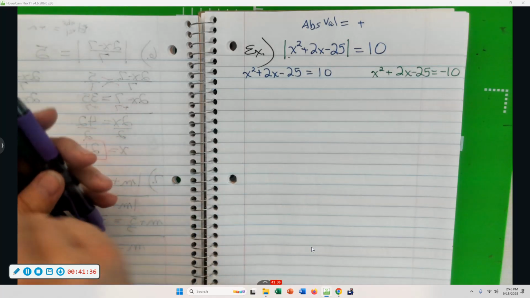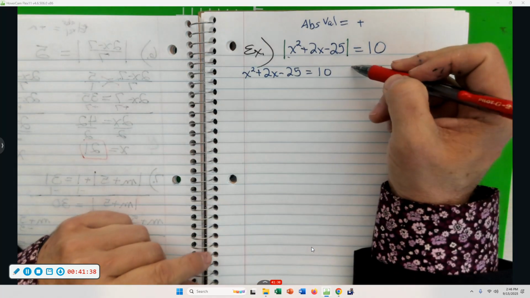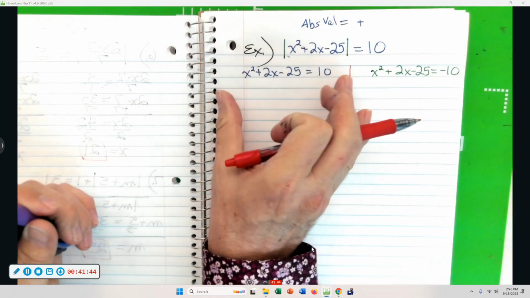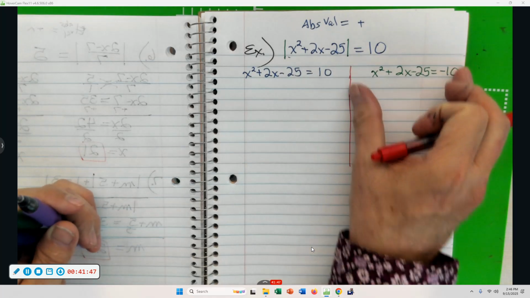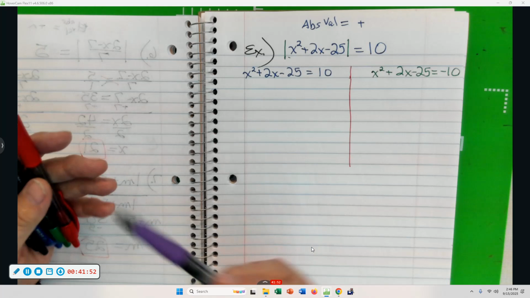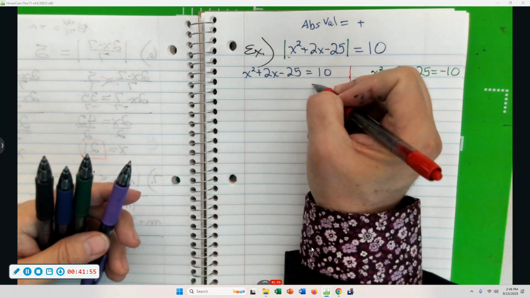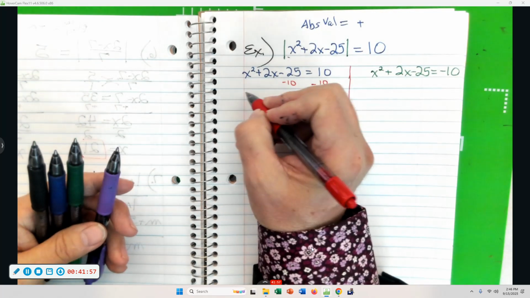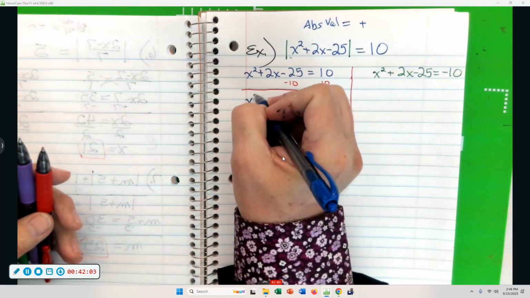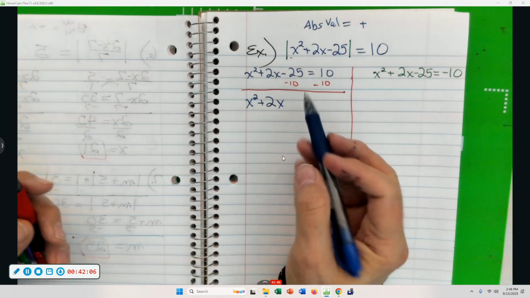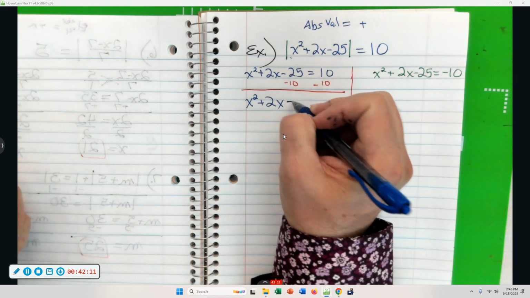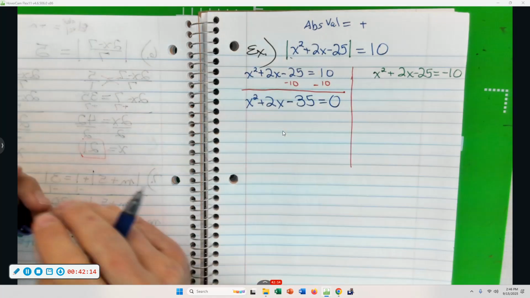On 0? Okay. So I'm going to have to write small here. And I'm going to draw a little line. I'll do the work for this equation on the left. I'll do the work here for that one on the right. We're going to have to move that 10 over by subtracting 10. That'll give me an x squared plus 2x. Negative 25 minus 10 gives me a negative 35 equals 0.